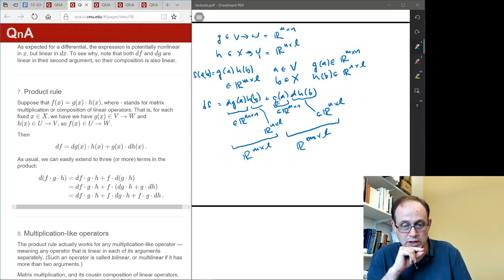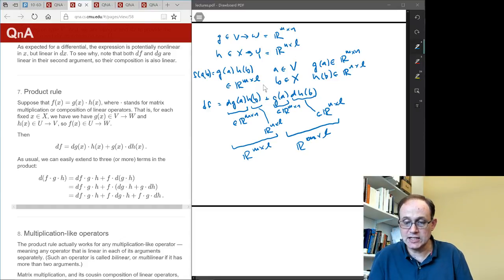Shouldn't the function h map to v? No. The function h has to map to some vector space that's compatible in terms of matrix multiplication with the output of G. Right, so we're doing matrix multiplication of G of A and H of B, and so the only thing that's required is that G of A have a second dimension, n, that's the same as the first dimension of H of B.